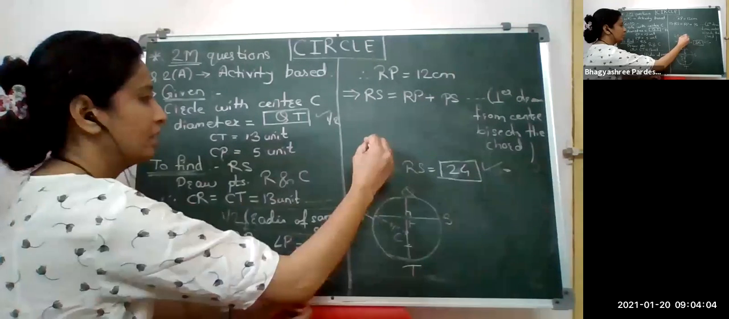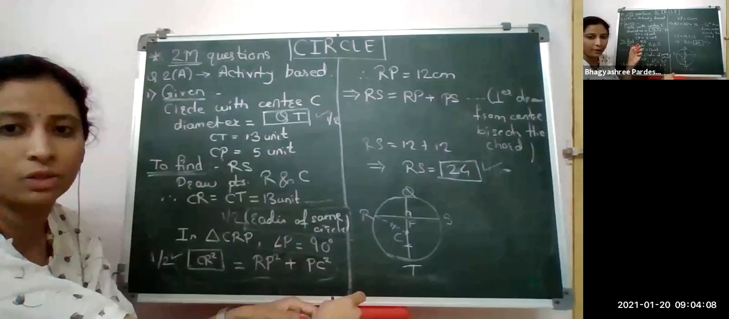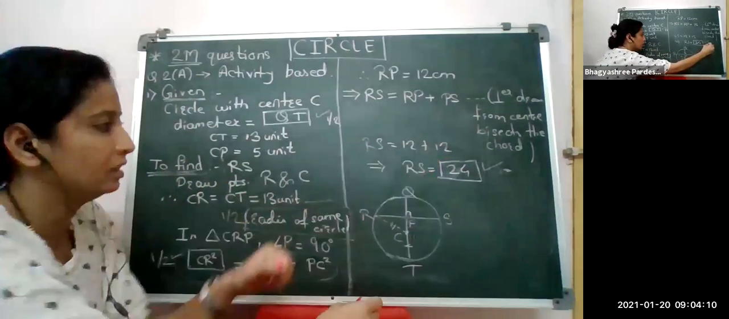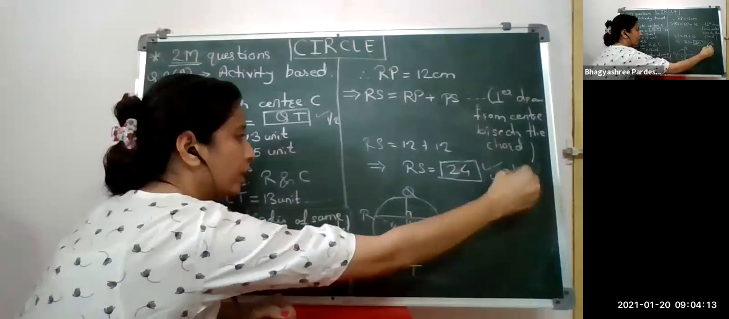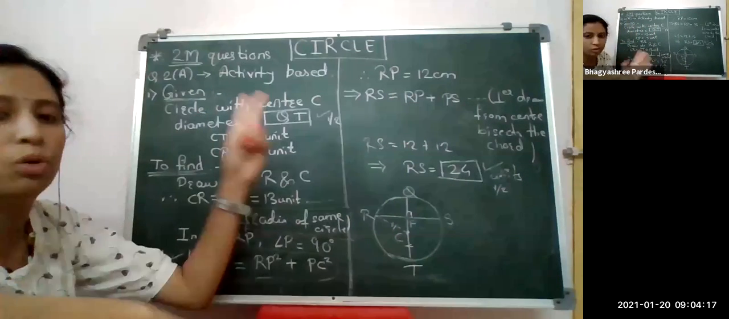Which step was dropped? This was RS is equal to 12 plus 12. This step has been dropped here. So 12 plus 12 equals 24. Don't forget to write the unit. And again, we scored the half marks. Means a total of 2 marks we are gaining.